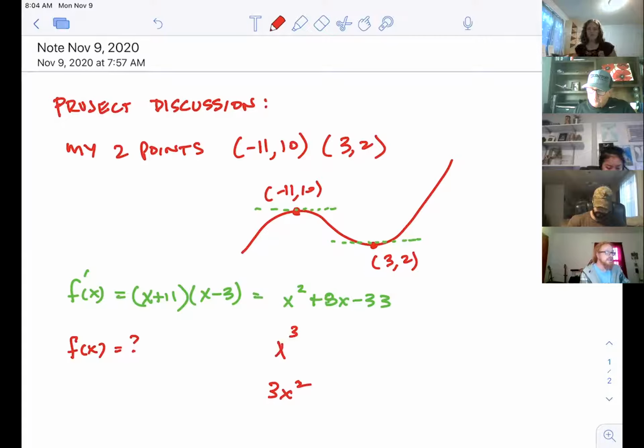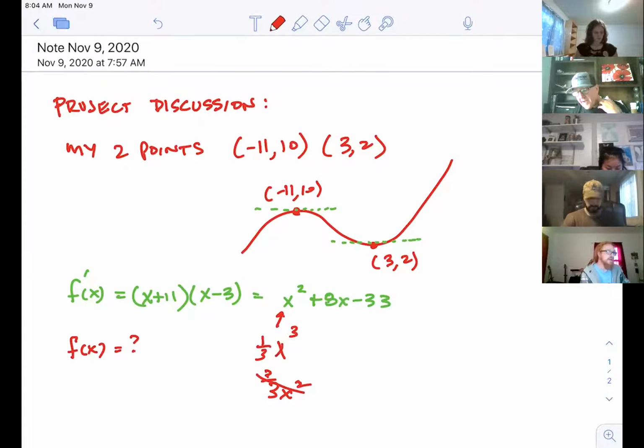And so, well, there's no reason we couldn't put a number in front of it. So if I put a 1/3 there, wouldn't that 1/3 cancel with this and it'd be x squared? Like, is the derivative of 1/3 x cubed really x squared?